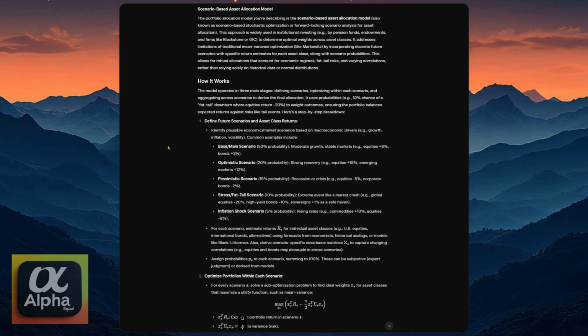They will use their economists to forecast the next X number of years ahead of time. They're going to look at different scenarios: inflation, depression, recession, growth without inflation, and they attribute simply probabilities. So as you can see here, a base main scenario, 50% probability, optimistic, pessimistic, stress, fat tail.